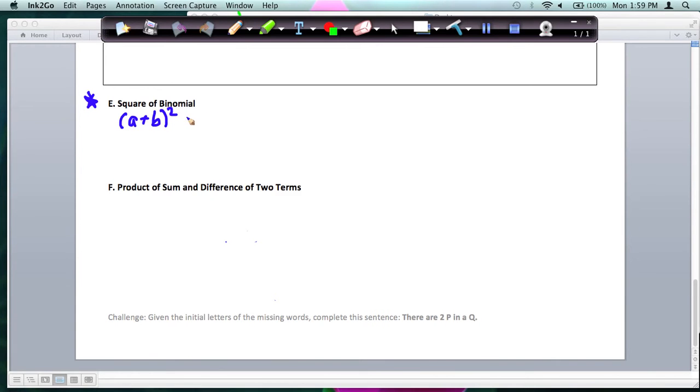What you need to remind yourself, and I always say if you have something like this, highlight it, put this on your note card or something, remind yourself that what this means is you need to take (a + b) and multiply it by itself. Right? And when you see that, that reminds you that you then would need to FOIL.